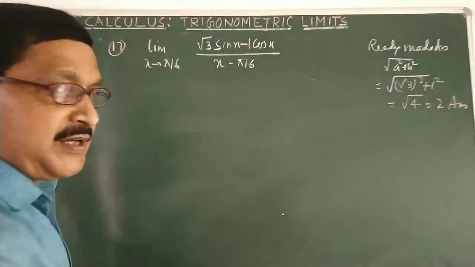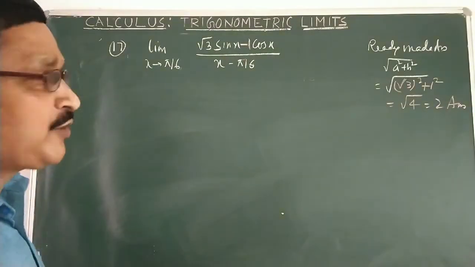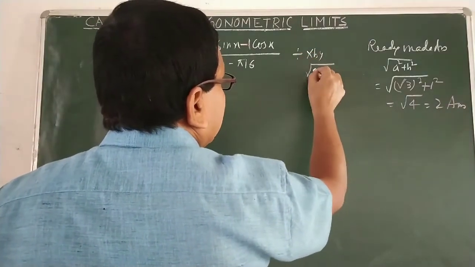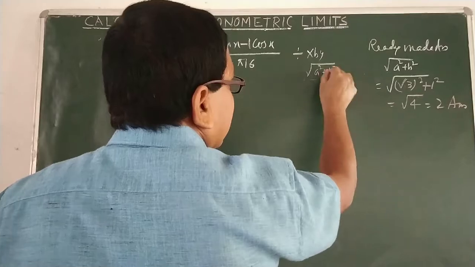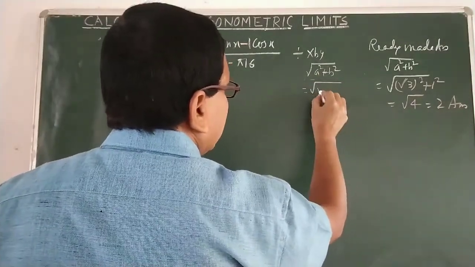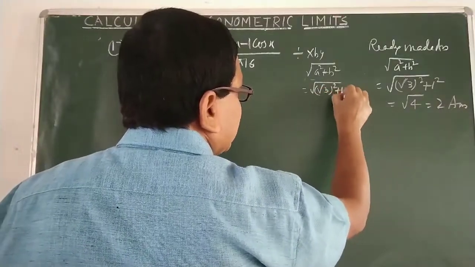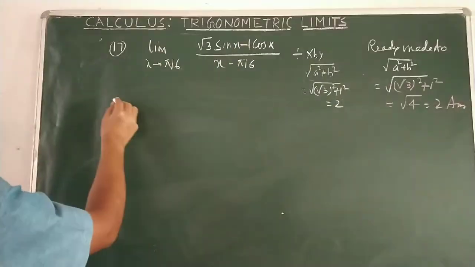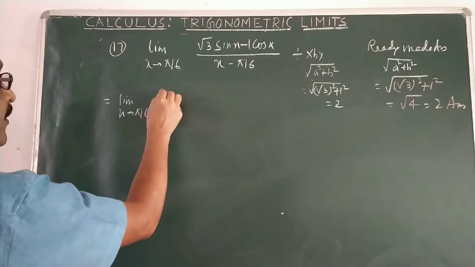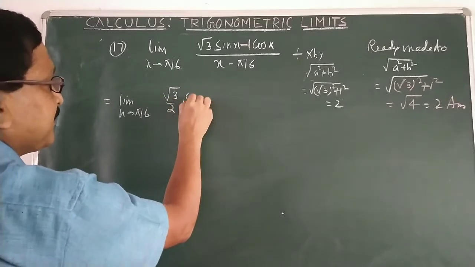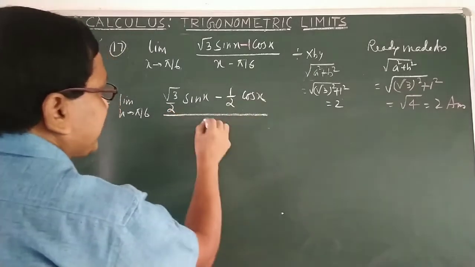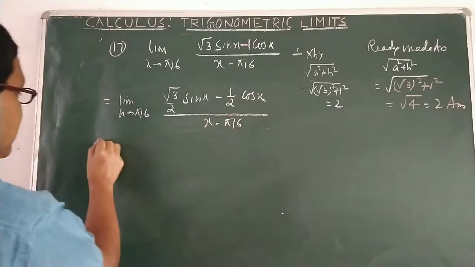2 is the ready-made answer, and if you are interested to move according to the pattern, divide and multiply by root over a square plus b square. The fundamental rule I have discussed already. So this is equal to root of root 3 square plus 1 square, finally 2. So divide and multiply by 2, limit x tends to pi by 6, (root 3 by 2 sin x minus 1 by 2 cos x) divided by x minus pi by 6. Now move further.